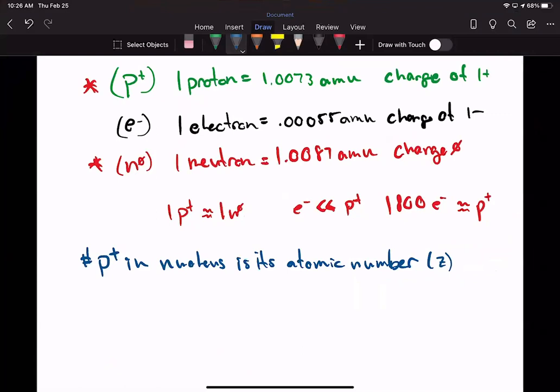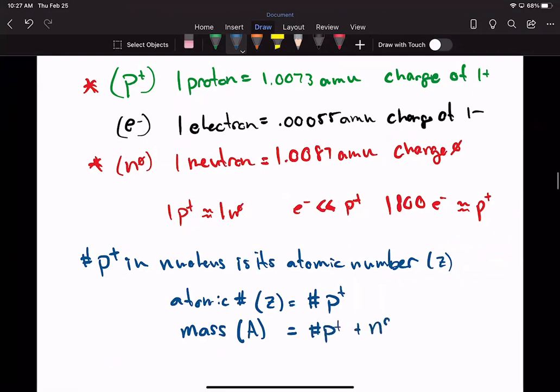So the atomic number, and again, I'm going to put Z here, is equal to the number of protons. Now, the mass of an atom, and we're going to use the symbol A for mass of an atom, is equal to the number of protons plus the number of neutrons. And there is going to be some rounding here. We'll take a look at it.